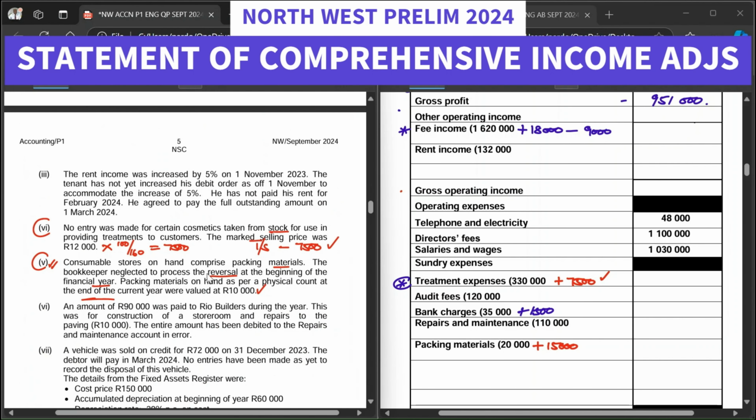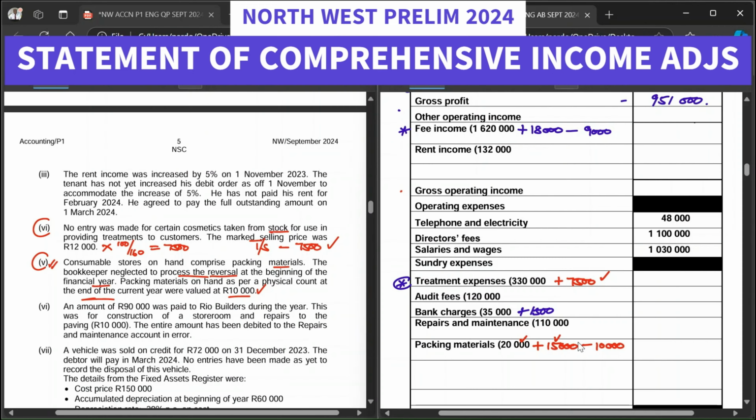Now I have done the reversal. I have taken the closing stock from the previous year and I've added it to my purchases for this year. But I don't end there. I have to come and subtract the closing stock for this year, which is 10,000 here. Then I'll come and say minus 10,000. So this was the last interesting adjustment.